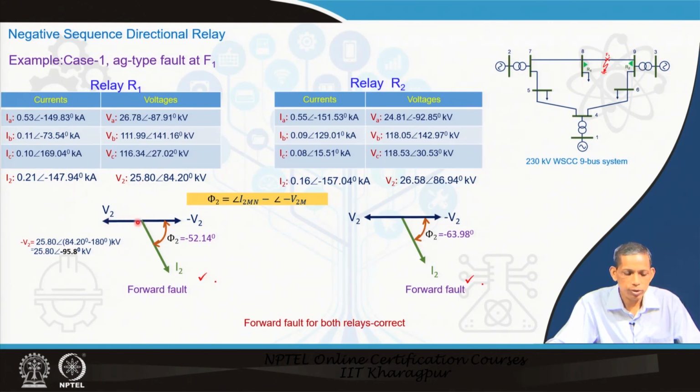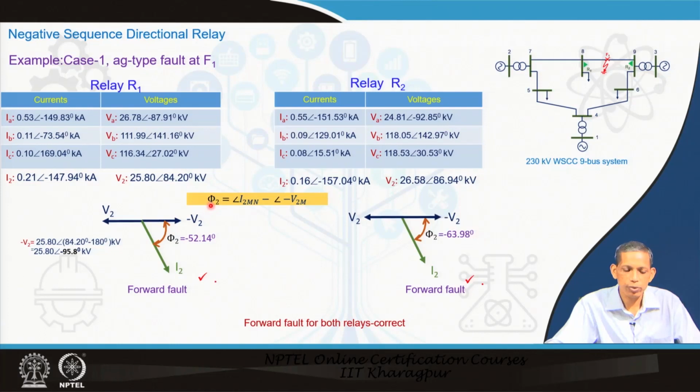Now, what does minus of V2 imply? If this is V2, this is minus of V2. So, minus of V2 means not simply putting a negation on the magnitude part, it is an angle rotation by 180 degree. So, we are talking about a phasor rotation by 180 degree. So, how to do that? The angle part will have a negation of 180 degree. So, this minus V2 becomes 25.8 angle 84.2 minus 180 degree, that leads to minus 95.8 degree.